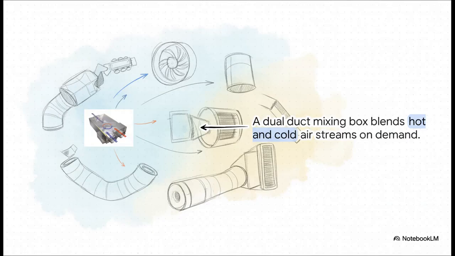And you can see how it works right here. You've got the cold duct coming in on one side, the hot duct on the other. This mixing box gets the call from the thermostat and blends them perfectly before sending the air into the room. And because you have both hot and cold available all the time, you can go from full-on heating to full-on cooling in a split second. It is by far the most responsive system you can get.